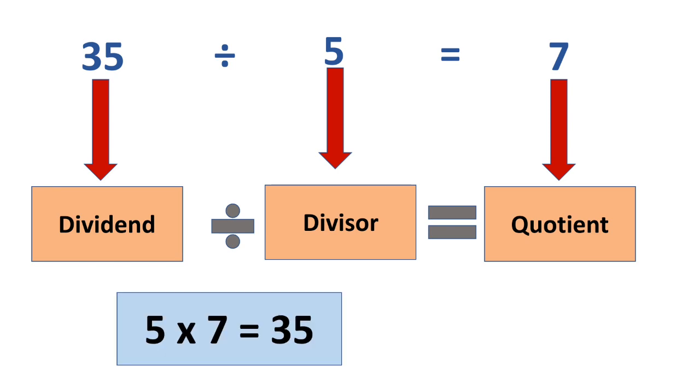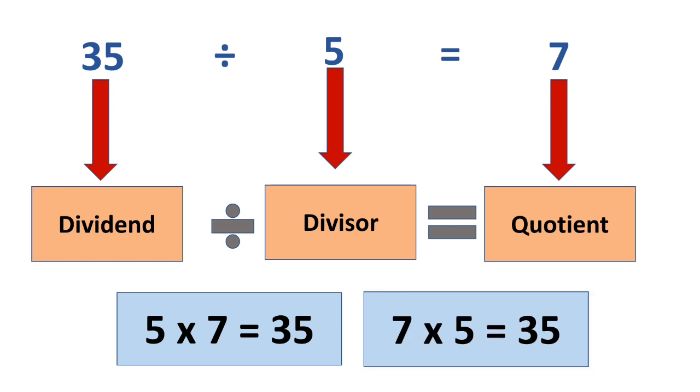Or in inverse of multiplication, we can say 5 multiplied by 7 is equal to 35, or 7 multiplied by 5 is equal to 35. When you multiply divisor by quotient, you get the dividend. And when you multiply quotient by divisor, you get the dividend.